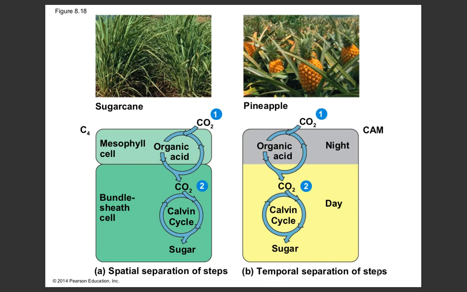Here it's all happening in the same area. It's temporal separation of the steps. Temporal is talking about times of the day. We have night and day. So carbon dioxide enters, mixing with organic acids, in order to put more carbon dioxide into the Calvin cycle to create sugar. This happens during the day here, and then here this is happening at night. So you'd have those stomata open at night when temperatures are typically a little bit cooler, and then you'd close them during the daytime. So you're just getting this carbon dioxide from other chemical reactions that are happening without further input of carbon dioxide from the atmosphere.